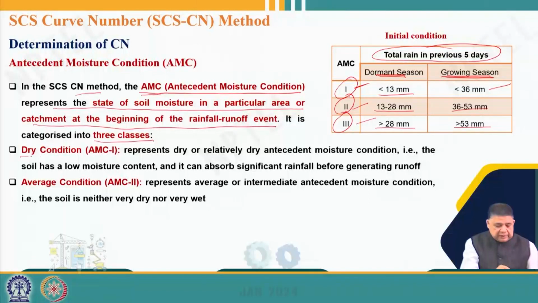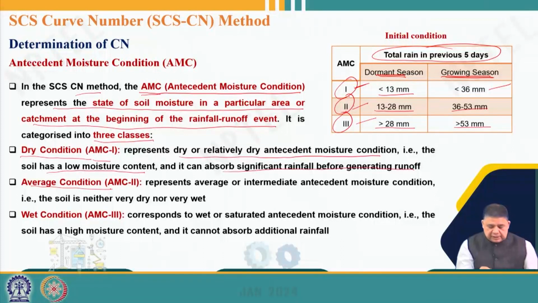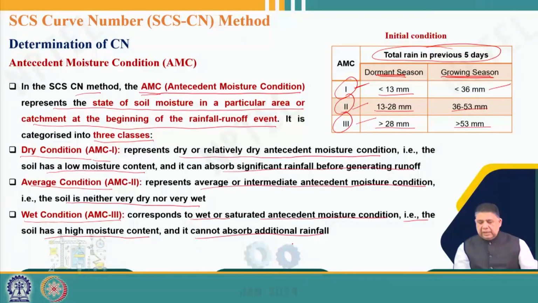And of course, AMC 1 represents dry condition, dry or relatively dry antecedent moisture content. That is, the soil has low moisture content and it can absorb significant rainfall before generating runoff. AMC 2 represents average or intermediate antecedent moisture condition, that the soil is neither very dry nor wet, whereas AMC 3 the extreme, that wet condition, it corresponds to wet or saturated antecedent moisture condition, that is the soil has a high moisture content and it cannot absorb additional rainfall. So, obviously, you have to know the soil, you have to know the antecedent moisture condition in order to obtain the values of curve number.